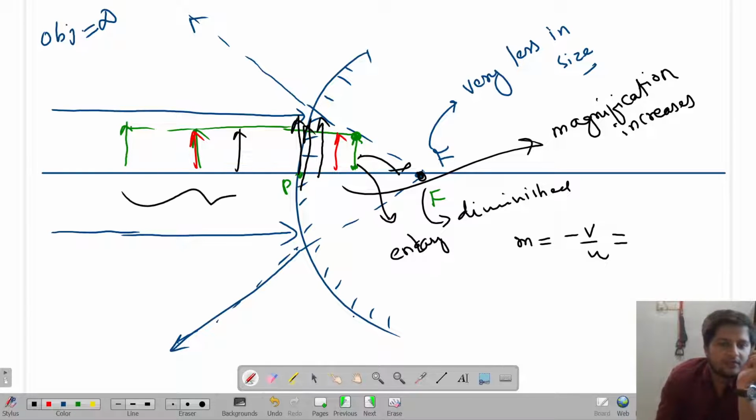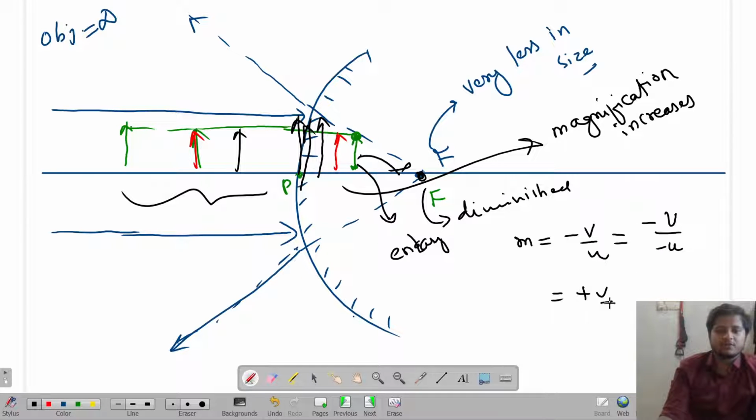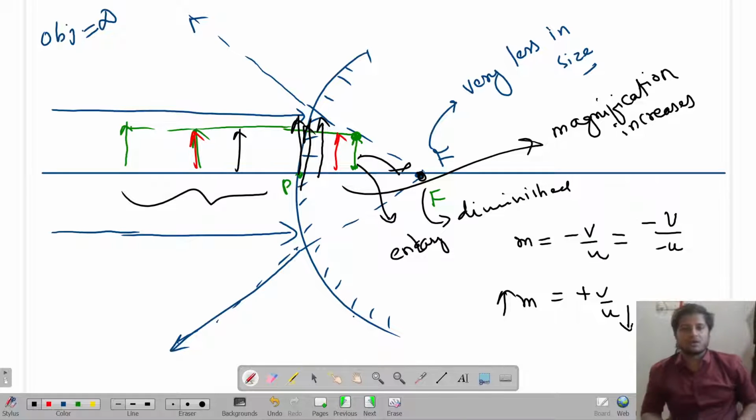And also you try to see, magnification is nothing but minus of v by u. u is negative over here for an object placed on the left side. So minus of v by minus of u will be what? Positive v by u or not? Tell me yes or no, Gagan. Try to understand. If you decrease the object distance, magnification should increase or not? Tell me.